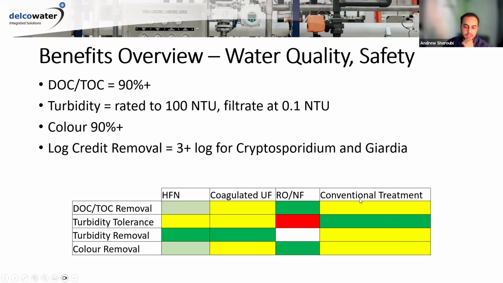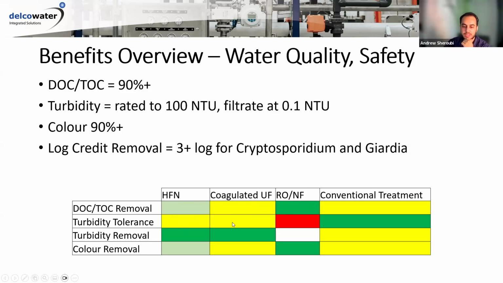Overall, when you look at the comparison of DOC and TOC removal, you get very obviously very good removal through an RO and NF. You get pretty good removal through a hollow fiber nano. But here we have it in yellow, because if you're using coagulation with UF or conventional treatment, as you might know, you require chemical dosing, and one operator described it to me as more of an art than a science, just to get the coagulant dose just right to make sure that it's removed. Versus these, which are more consistent.